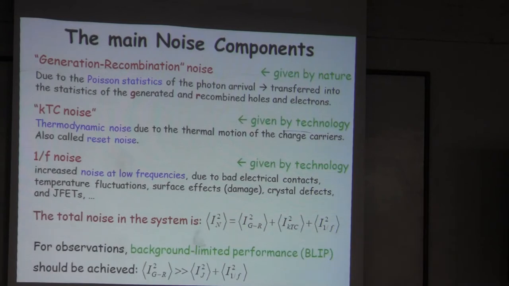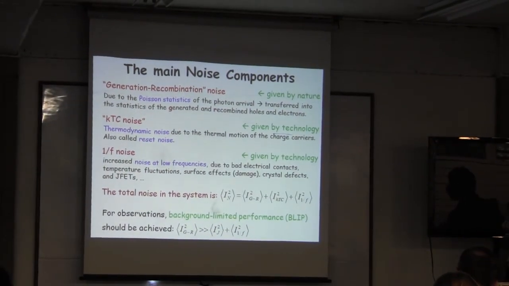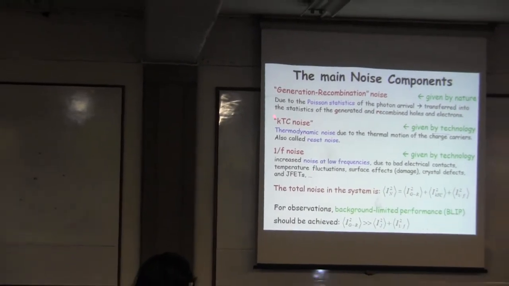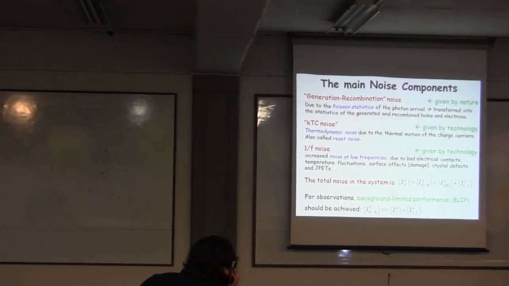And then, of course, in order to get a nice image, you add many, many exposures. So let's say you add 100 exposures to get a good image of your source. But then you also have 100 times this read noise and 100 times the photon shot noise.